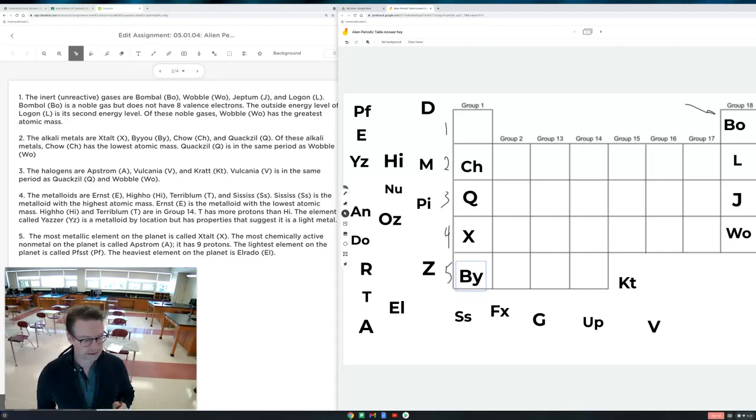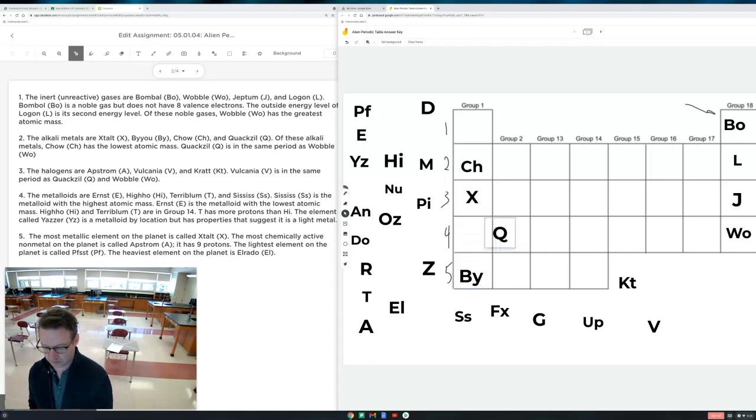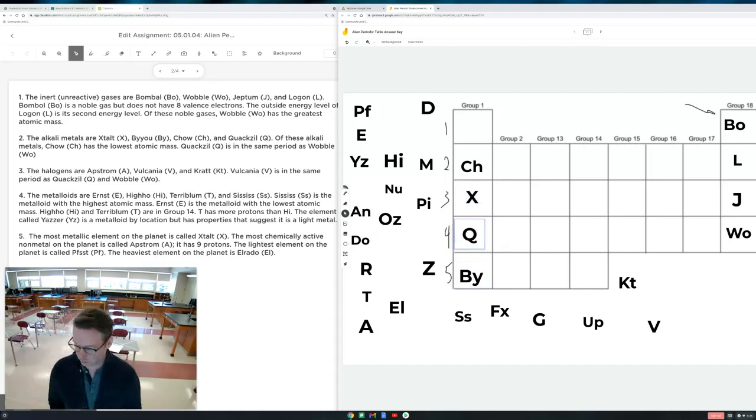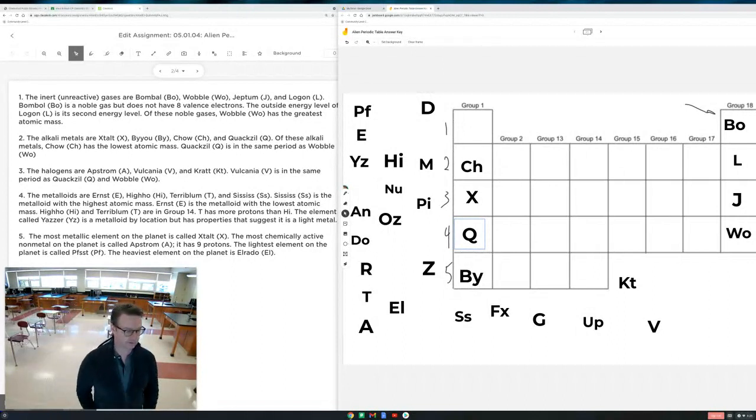And it says CH has the lowest atomic mass. Remember, atomic mass, the elements get bigger as you go down the rows. So the lowest atomic mass would be the one at the top, and we have CH at the top. And Q, or Quaxel, is in the same period as Wobble. Okay, so Wobble is in the fourth row. So I'm going to switch these around to make Q in the same row as Wobble. All right, and that's all it tells us for now. So I'm not sure if those last two are in the right places, but I know they're in the right column.